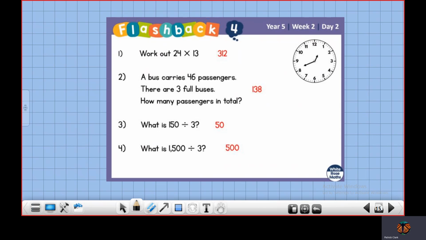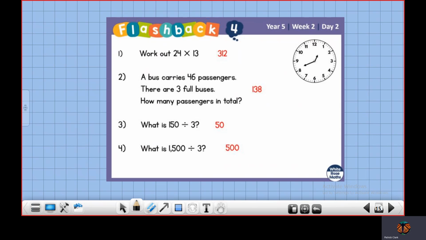Here are our answers. 24 times 13 is 312. A bus carries 46 passengers. There are 3 full buses. How many passengers in total? This is a lot like a question we did yesterday, isn't it? It is 46 times 3, which means 138.